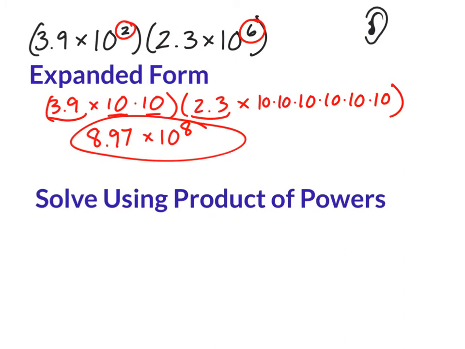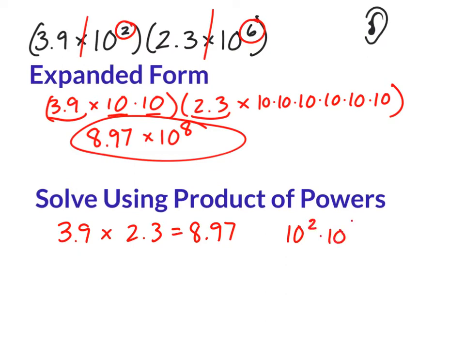I can also solve this problem using my product of powers rules. So first I'm going to break it into two separate problems. So I'll multiply 3.9 times 2.3, and I know from our previous strategy that it's 8 and 97 hundredths. Then I know that using the product of powers rules, that when I multiply numbers with the same base, so 10 to the power of 2 times 10 to the power of 6, then I can add the exponents. So it becomes 10 to the power of 2 plus 6, or 10 to the power of 8. So my final answer is 8 and 97 hundredths times 10 to the power of 8.